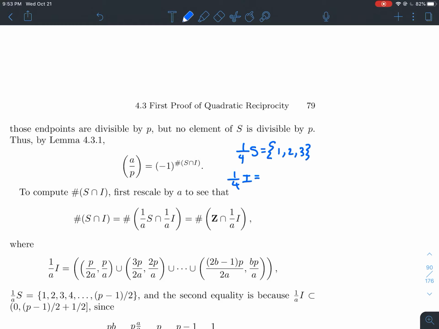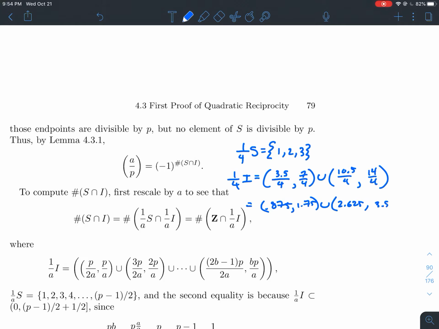And how do I want to think about those? It was 3.5 over 4 to 7 over 4, union the next one you'd have, 10.5 over 4 to 14 over 4. And if you simplify those a little bit in case it's helpful, this would be 0.875 to 1.75, union 2.625, if you do that as a decimal, to 3.5. All right, so that's 1/4 I here.